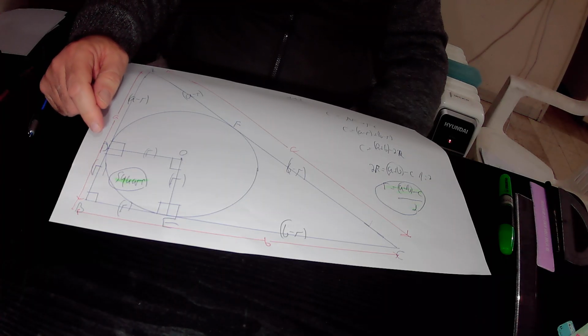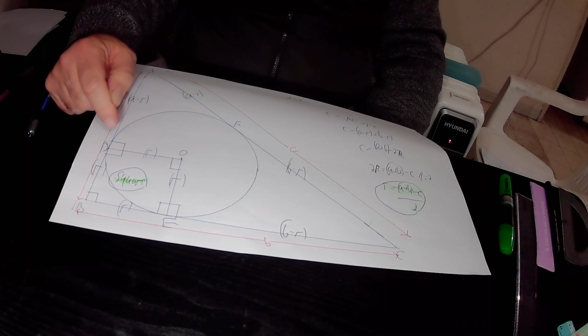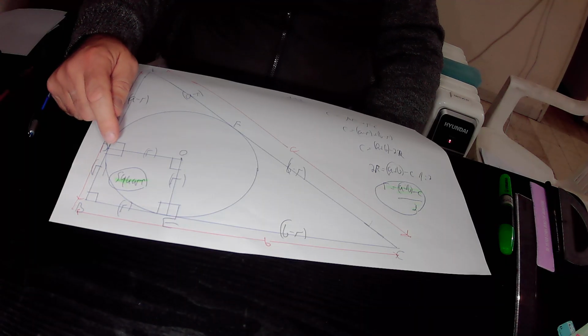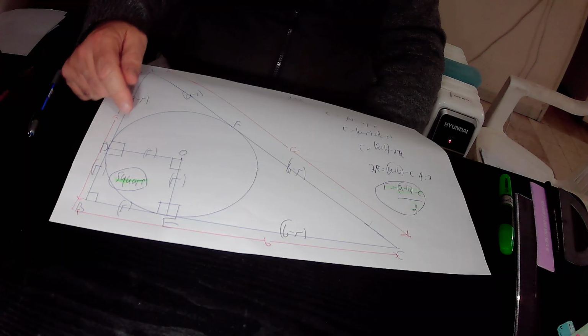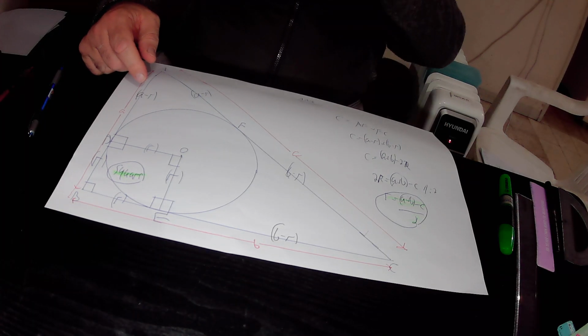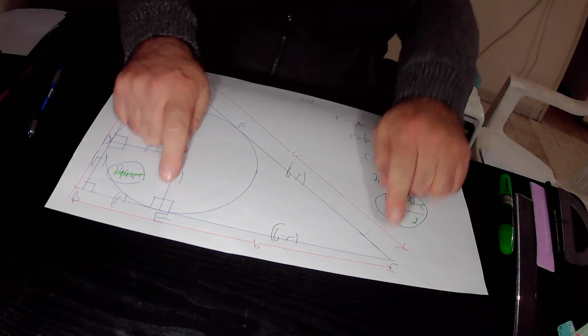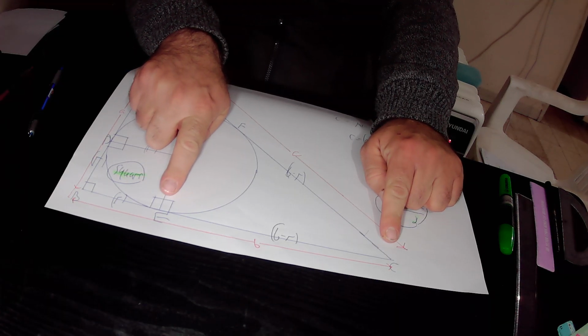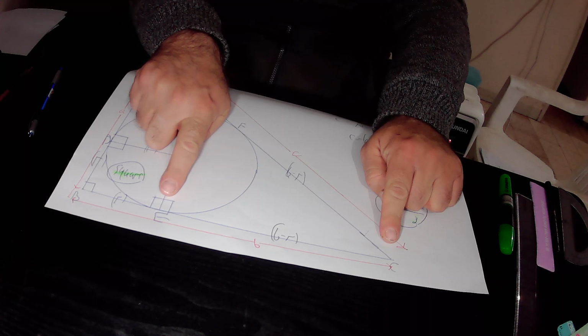So in total, we found out that quadrilateral ODBE is not just a rectangle but a square, because all of its sides are equal to each other, its side equals R. What is the length of this line segment EC? EC equals BC, that is B, minus BE, that is R. So in total, EC equals B minus R.